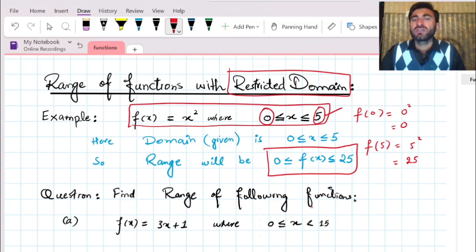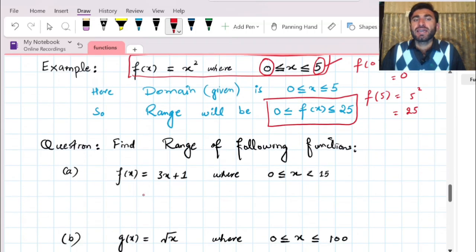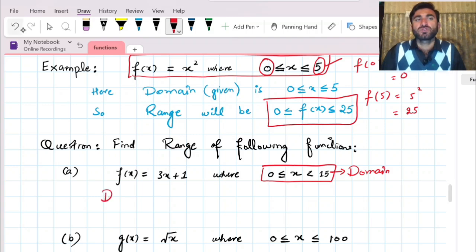Find the range of the following functions. The first one is f of x equals 3x plus 1, where 0 less than or equal to x less than 15. Once again we have a domain. This is known as the domain of the function, the restricted one, while we are to find the range of the function subjected to this domain.